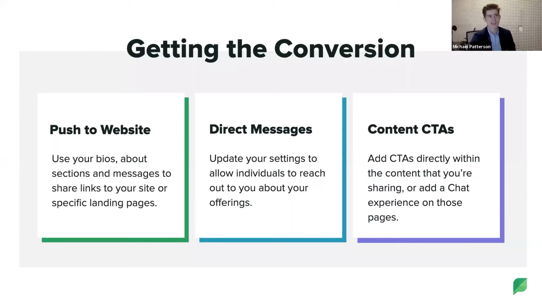So how do you get somebody from this social network into your CRM, or just get that phone number so you can call them and have a discussion? Pushing to your website using your bios, and I have a few bio examples in here later, but there's freedom to add links to your bios. Some networks more than others, but make sure you fully build out your about sections, including your offering, and share links to your site within your tweets or your Facebook posts, to actually get people from that network to your website.